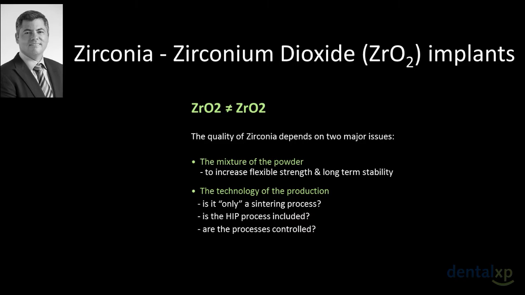When we think of zirconia implants, we should think of zirconium dioxide, a material with more than 30 years of applications in dentistry and widely used in orthopedics. This material is mixed with other components to increase flexural strength and add long-term stability. There is a sintering process and an additional process known as HIP, or hot isostatic pressing, which densifies the crystal structure and keeps the flexural strength of the biomaterial.